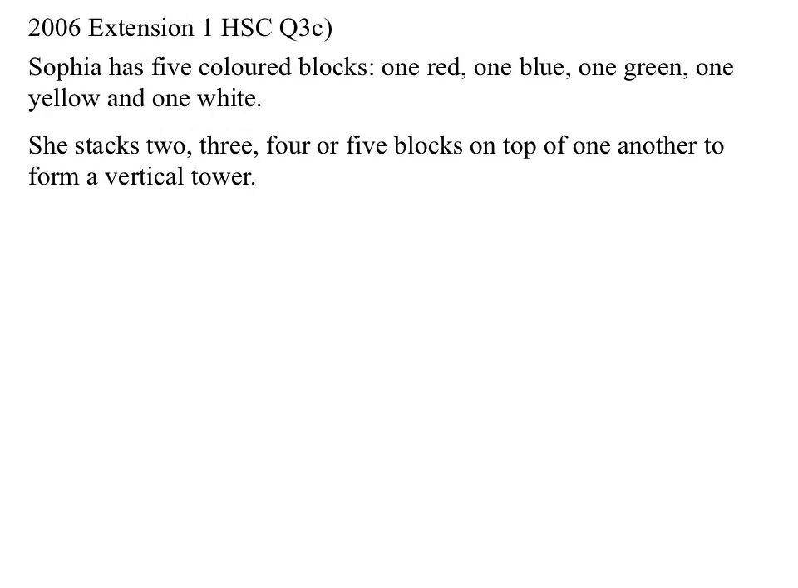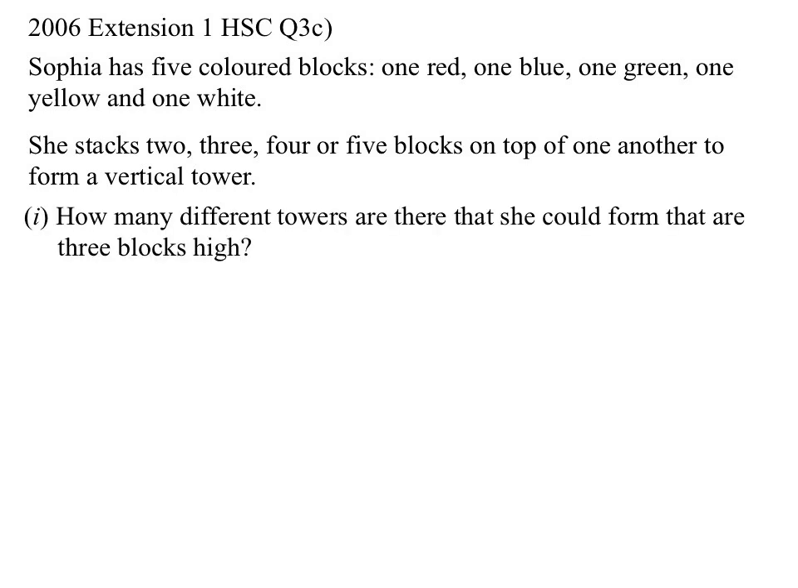HSC question. Sophia has 5 coloured blocks: red, blue, green, yellow and white. She's going to make little towers. So 2 blocks could make a tower, 3 could. In fact, any number of blocks could make a tower other than 1, because 1 block would not be a tower, it'd just be a block. How many different towers could she make that are 3 blocks high?